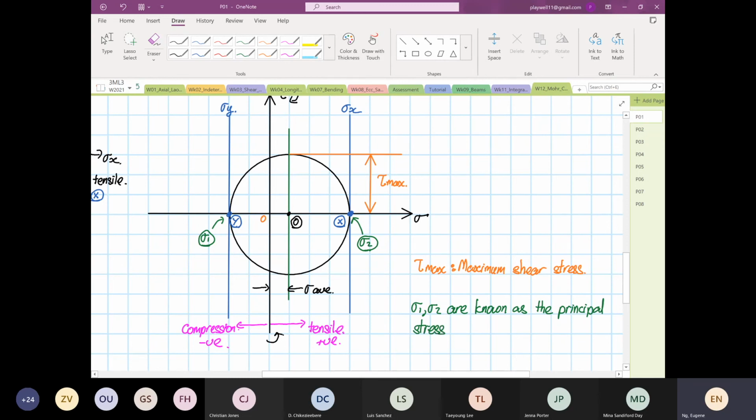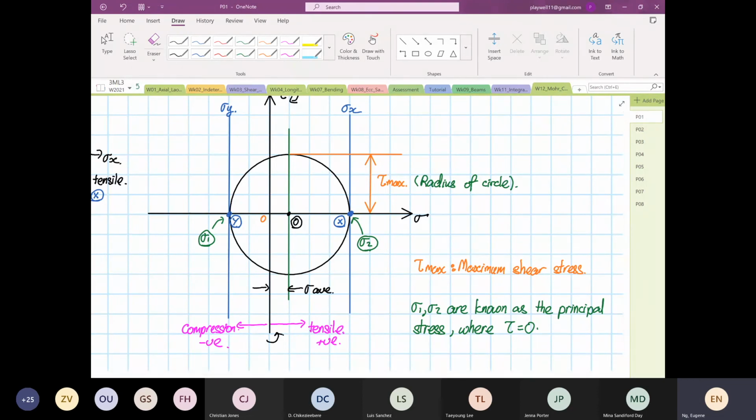The principal stress is usually where the shear is equal to 0. If you look at stress 1 and stress 2, the shear stress is equal to 0. Now if you look at tau max, tau max is actually the what? The radius of the circle. Tau max is the radius of the circle.